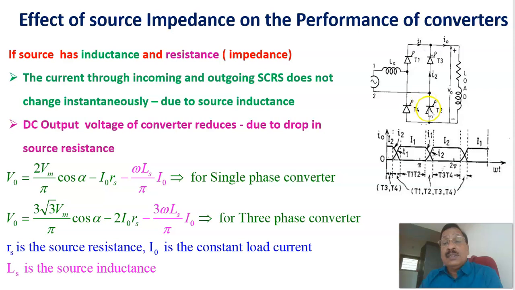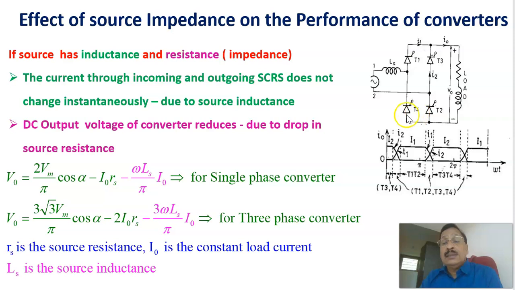Now, when T1 and T2 are triggered here, you can see that a reverse voltage will be coming to the outgoing SCR. Here a positive voltage comes, that gets reverse bias. Similarly, here a negative voltage comes, that gets reverse bias. So these are the outgoing SCR T3 and T4, and the incoming SCR T1 and T2. And previously the current through T3 and T4 was the load current I0.